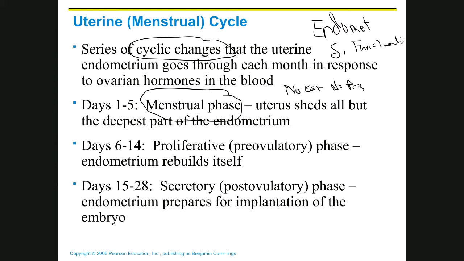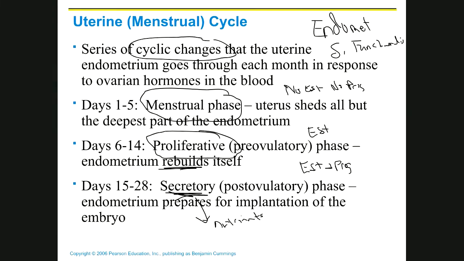But then the follicle grows and estrogen is there by itself. And when we get estrogen alone, we get what's called proliferation. It rebuilds itself. And then when we have estrogen and progesterone, not only is it rebuilding itself, it becomes secretory. It secretes all kinds of nutrients in preparation for this oocyte or this developing embryo.